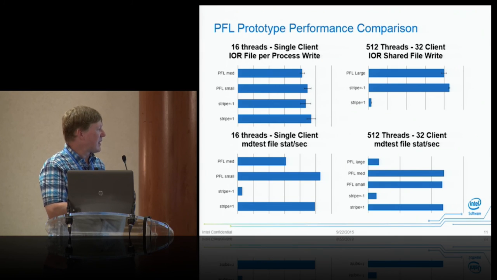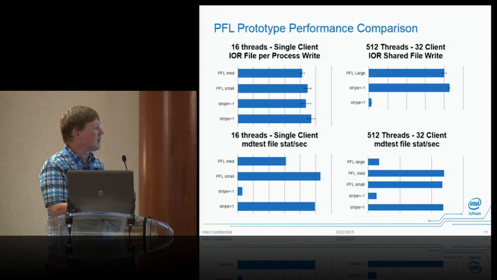And so you get about the same performance for the small file. It's only a single client writing to it. But if you see here the stripe -1, if you're doing metadata operations on it, you've got a lot of overhead from having all of those stripes. But if you just have a small file, you don't need all of those stripes. You're only using the first one anyways.